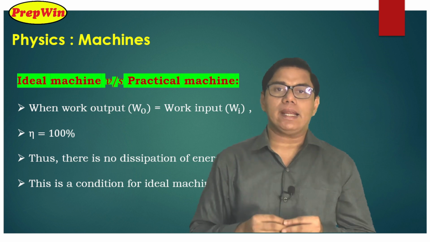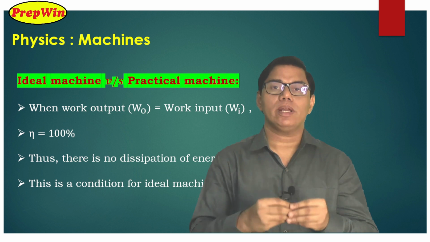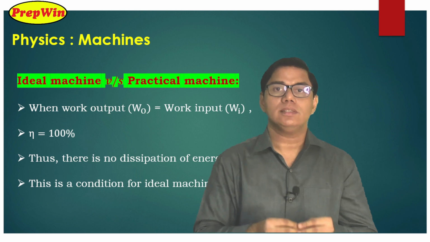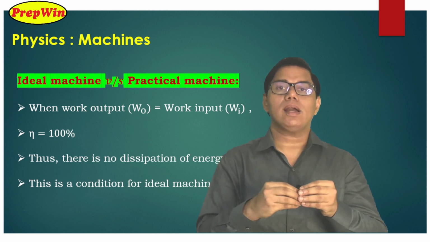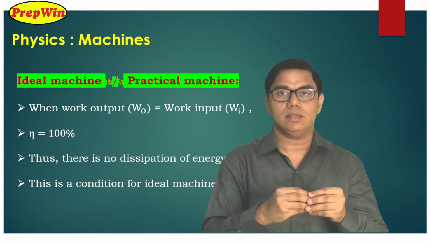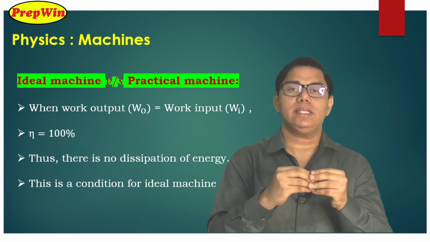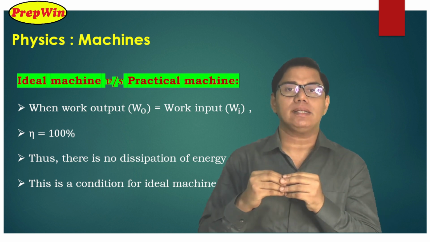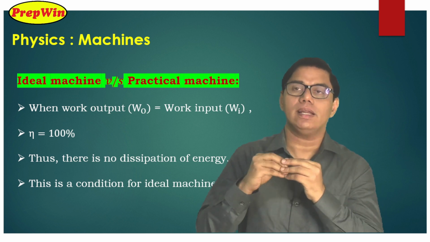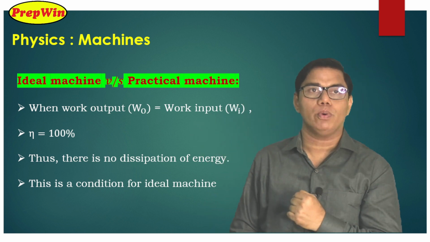So when you think practically, that is when you consider a practical machine, all work input is not converted into work output. Some work is wasted, some energy is wasted to overcome the resistive forces offered by the moving parts of the machine. So efficiency is 100% only in the case of the ideal machine. It is not true for the practical machine. Practically, you will always get efficiency less than 100%. In an ideal machine, work output is equal to work input.